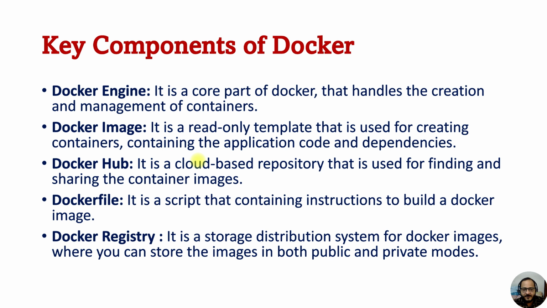Now the Dockerfile, which helps us to create a Docker image. A Dockerfile is a script file where we write all the instructions on what needs to be done to build a Docker image. Now the Docker registry. When we create a Docker image, we need a central location where we can keep our images. So that's where the Docker registry comes in.